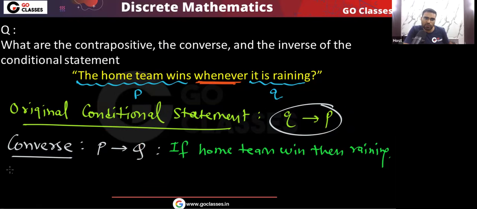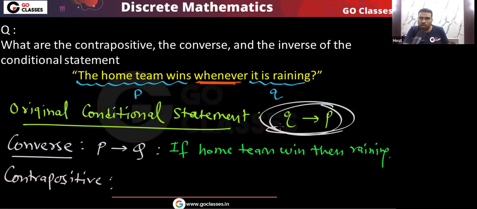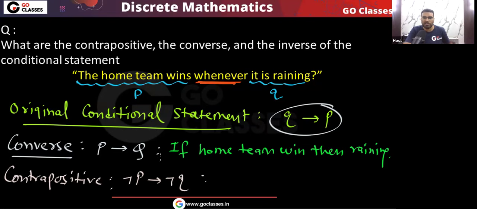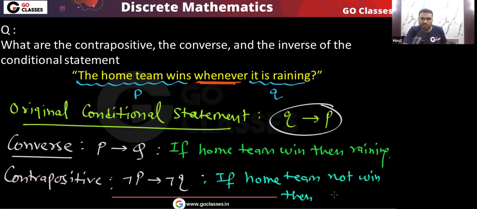And tell me, what will be the contrapositive? What is the contrapositive of Q implies P? That will be negation P implies negation Q. Yes or no? That means if negation P, if home team does not win, then negation Q, then not raining. Okay, this is the contrapositive.